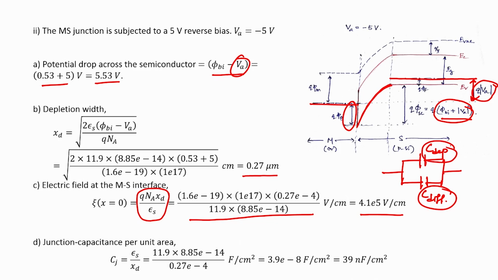So basically you have to find out only the depletion capacitance. Your junction capacitance, under the reverse bias case, is nothing but your depletion capacitance, which is given by epsilon s by xd. This is the capacitance per unit area. Again plug in all the numbers, the depletion width we have already found here, and you will get the junction capacitance as 39 nanofarad per centimeter square.